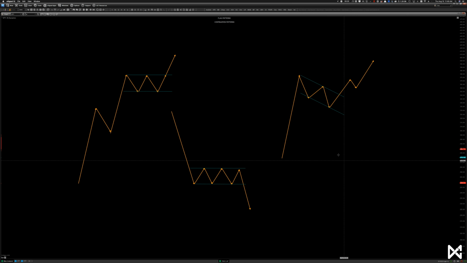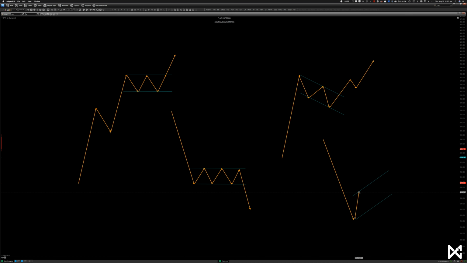Now the same example from the opposite direction: we're in a bearish trend, and the same idea applies. We have this pullback that develops in price, and eventually it develops this kind of flag pattern. Same concept, higher low, higher high, higher low, higher high, and maybe at this point a breakdown, and we continue further down.